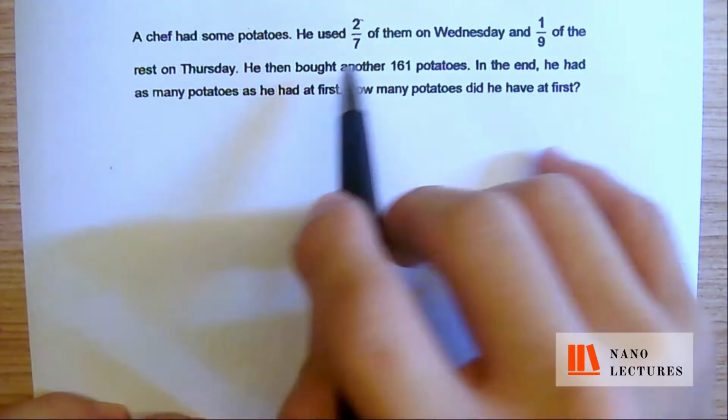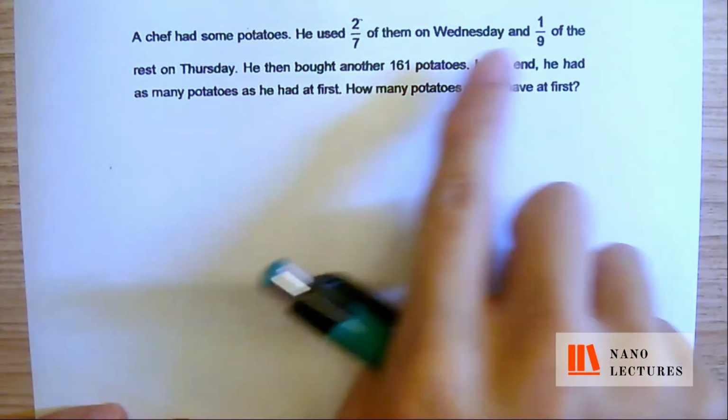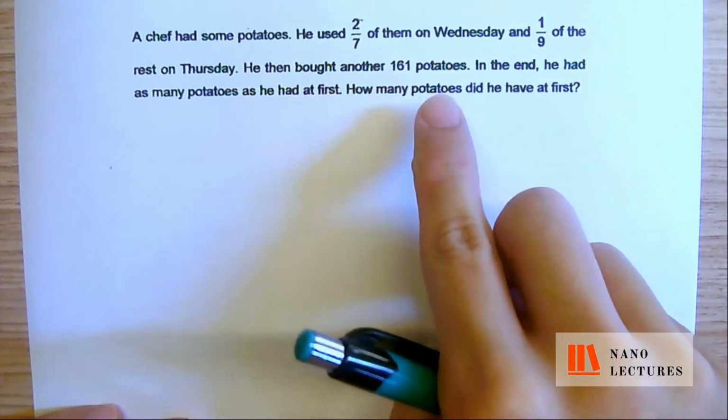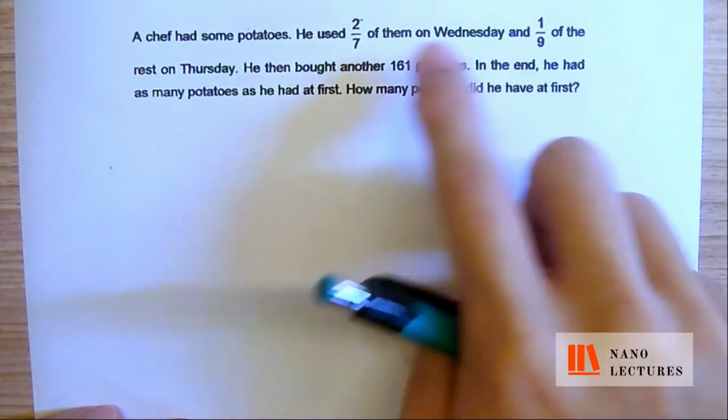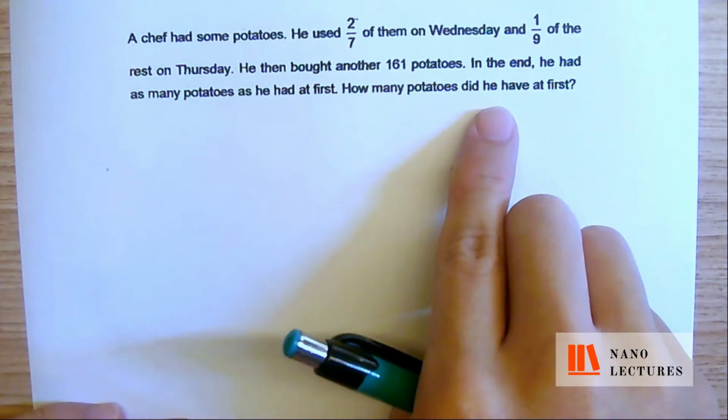A chef had some potatoes. He used 2/7 of them on Wednesday and 1/9 of the rest on Thursday. He then bought another 161 potatoes. In the end, he had as many potatoes as he had at first. How many potatoes did he have at first?